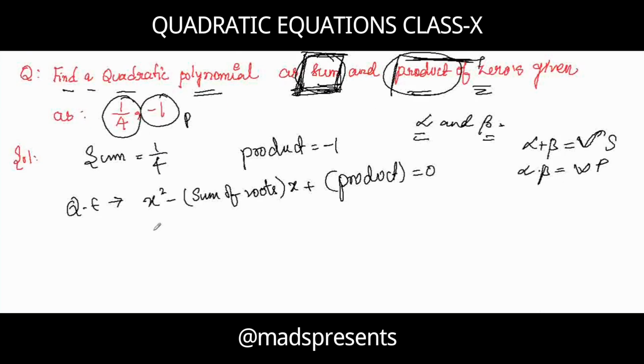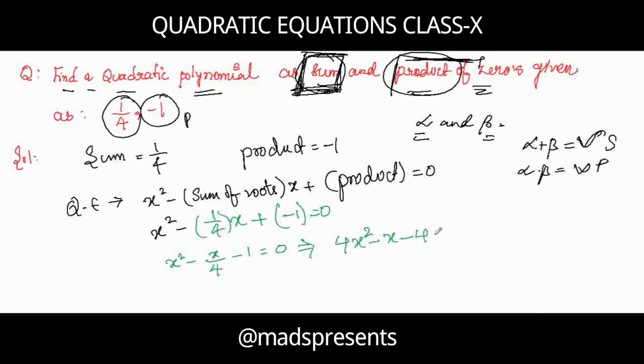So just replace. So x square minus what is the sum, given as 1 by 4, into x plus product, given as minus 1, which is equal to 0. So it will become x square minus x by 4 minus 1 is equal to 0. If you take the LCM, it will become 4x square minus x minus 4 by 4 equal to 0.